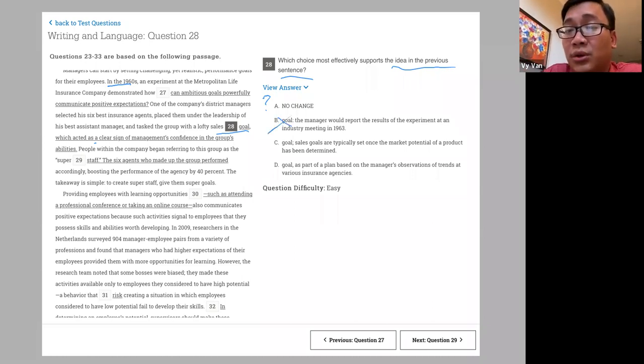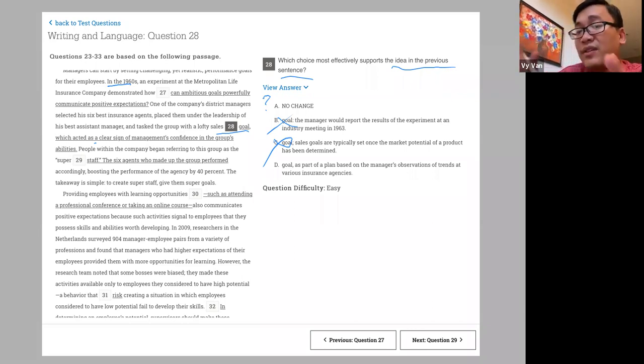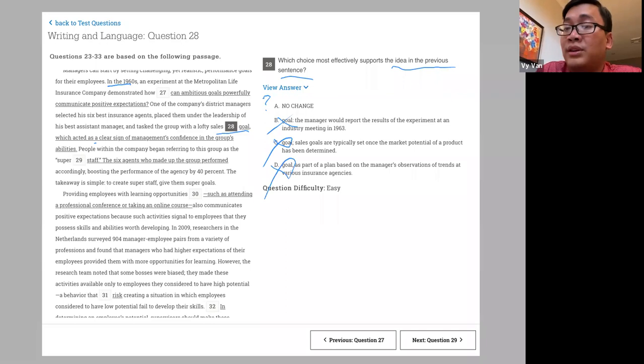C, so lofty sales goal. Sales goals are typically set once the market potential is known. So this one is irrelevant as well. Talk about market potential. That's out of place. D, as part of a plan based on managers' observations of trends at various agencies. When we talk about the managers' observations of other agencies, this is irrelevant. I'm very sure the answer is A. Okay. So again, this is relevancy.